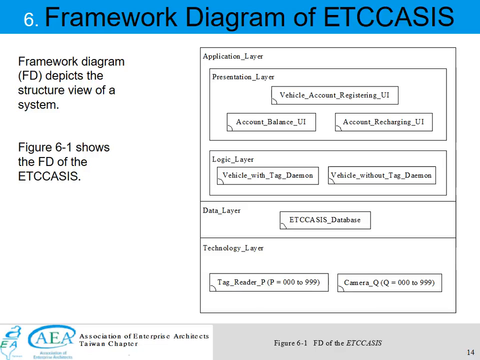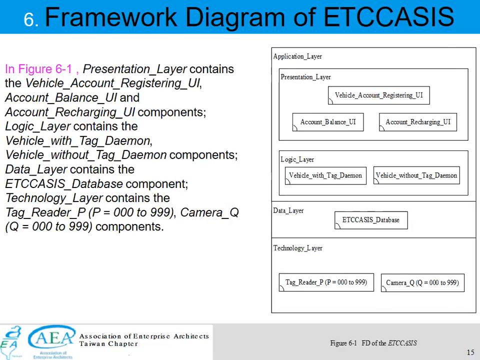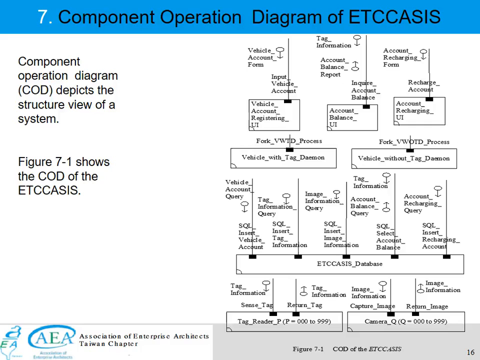Chapter 6. Framework diagram of ETC cases. Framework diagram FD depicts the structural view of a system, as shown in Figure 6-1. Presentation layer contains 3 components. Logic layer contains 2 components. Data layer contains 1 database component. Technology layer contains 2 components.